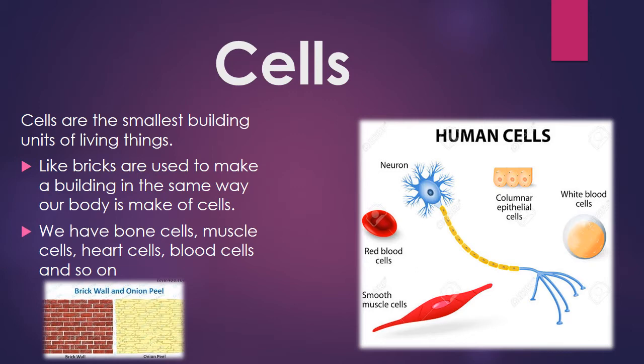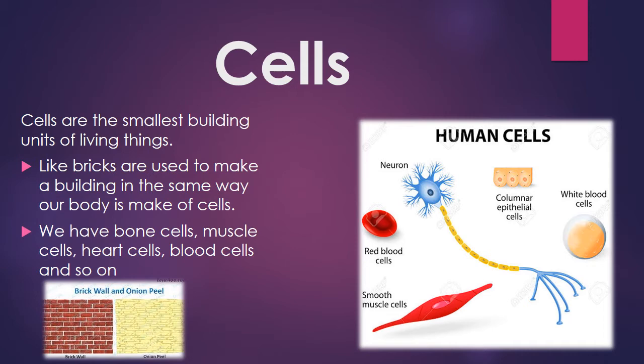Here in this picture, you can see that we have different types of cells in our body, like white blood cells, red blood cells, smooth muscle cells, epithelial cells, nerve cells, and brain cells. So there are different cells of the body. When the same type of cells combine, they form a group, and that group is known as tissue.